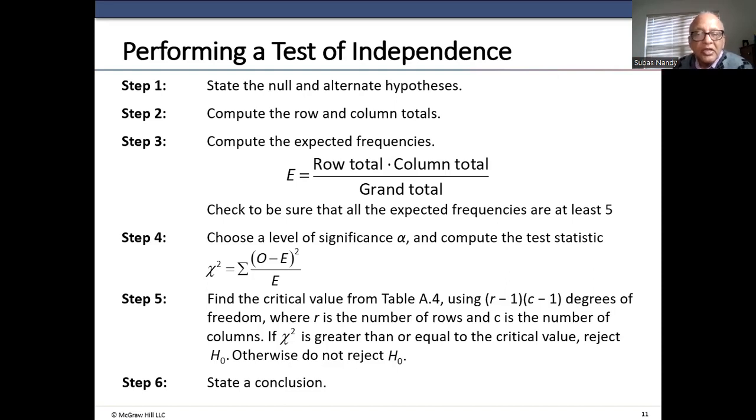Degrees of freedom is r minus 1 times c minus 1, where r is the number of rows and c is the number of columns. So if there are 3 rows, it's 3 minus 1 is 2. And if there are 4 columns, 4 minus 1 is 3. So 2 times 3, 6, for example, degrees of freedom. If chi-square is greater than the critical value, reject the null hypothesis. Otherwise, do not reject H0.